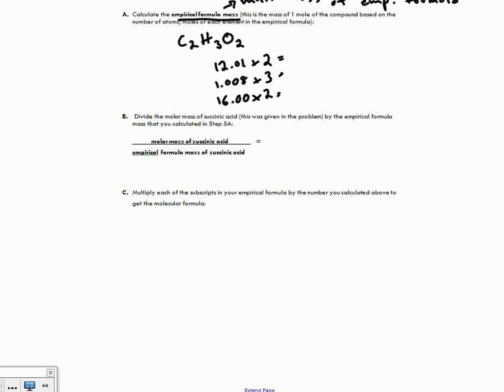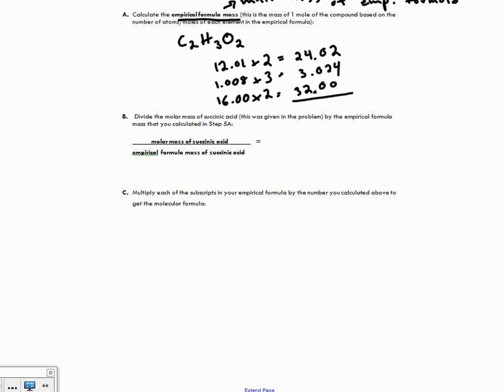So here we go. 24.02, 3.024. Oh, I do not need a calculator for that one. I think I can do that one.